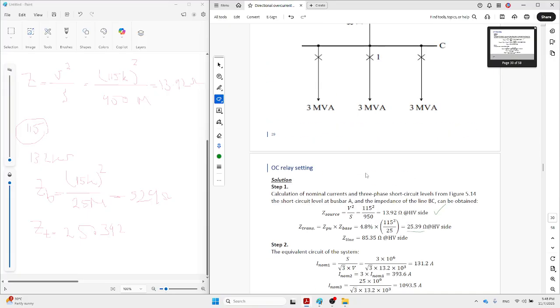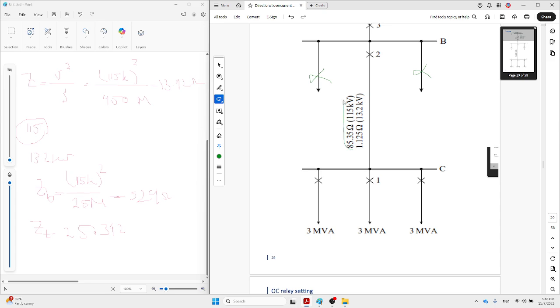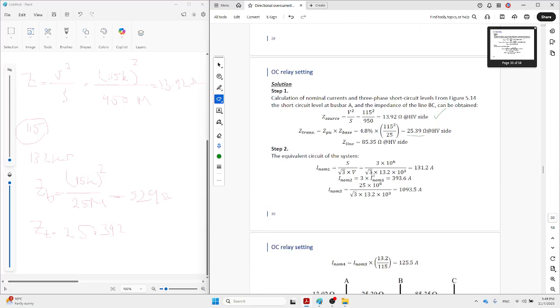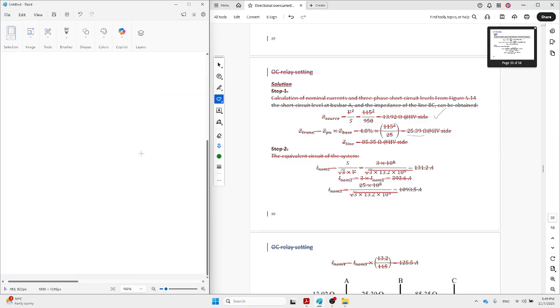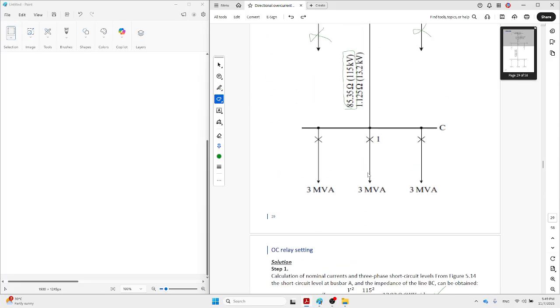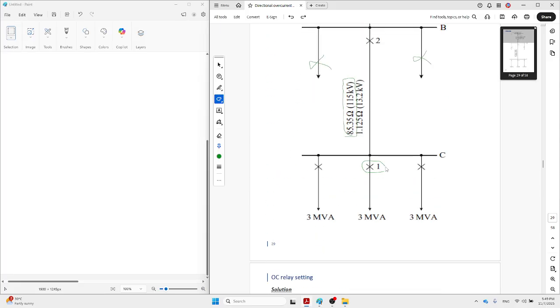The transmission line in the 115, the value is given here, so no need to calculate. Right now, for the next step, we have to calculate the current. So relay 1 is here, as you can see, okay?